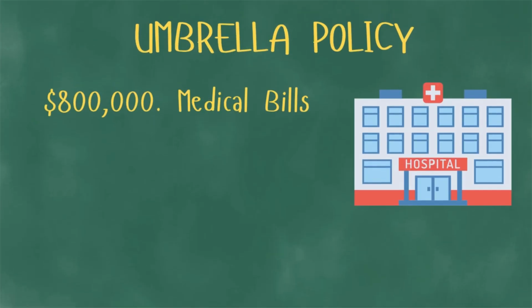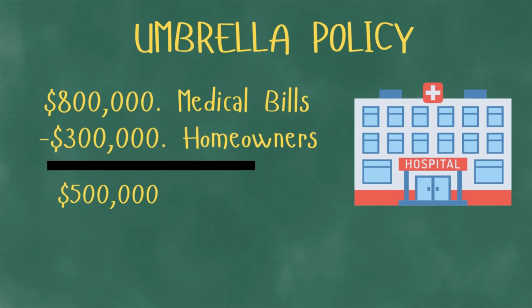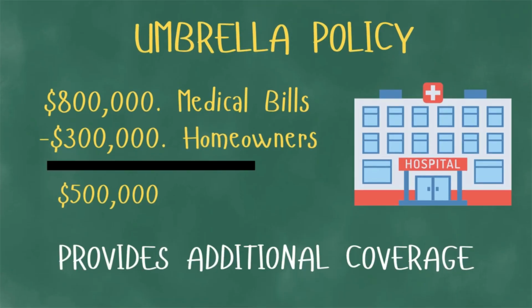The driver sues you, and the total claim ends up being $800,000 for medical bills, lost wages, and pain and suffering. Your homeowner's insurance has personal liability coverage, but let's say your limit is $300,000. That means your homeowner's policy would pay the first $300,000, but what about the remaining $500,000? This is where an umbrella policy steps in.